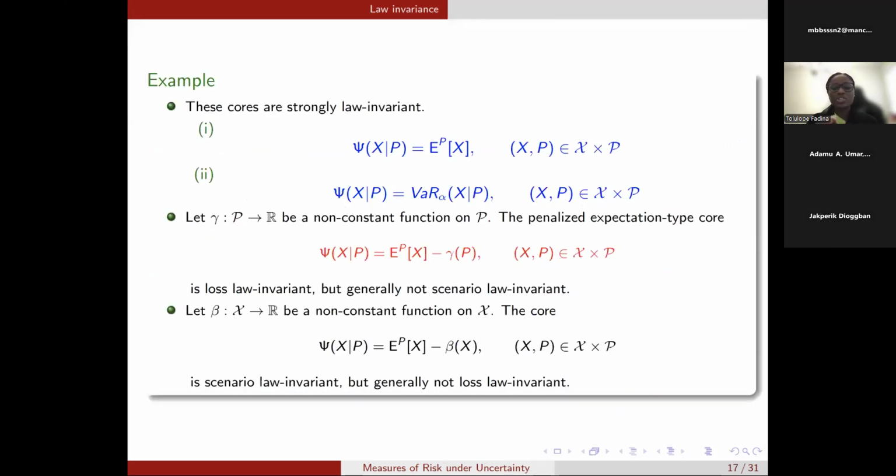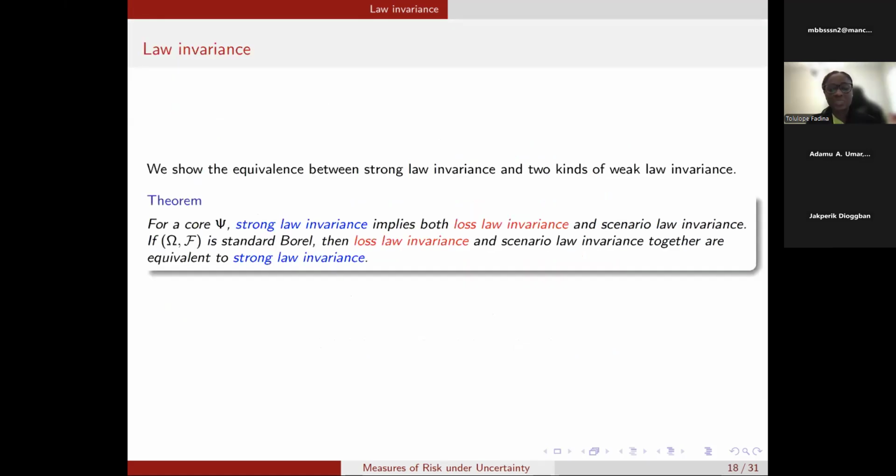And then here we just try to group the kinds of risk measures that we have into those that are strong law invariant, those that are loss law invariant, and those that are scenario law invariant. So it turns out that expectation and value at risk are strong law invariant, and then expectation type, which is more like the convex risk measure, is under loss law invariance, and then this kind of risk measure falls under the scenario law invariance.